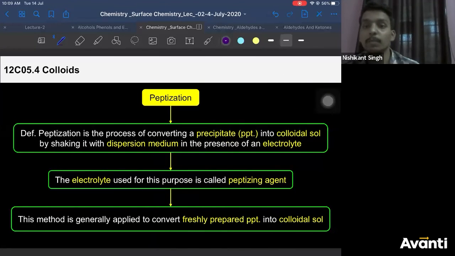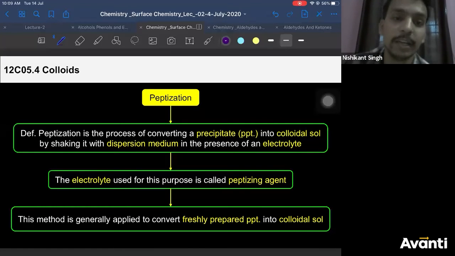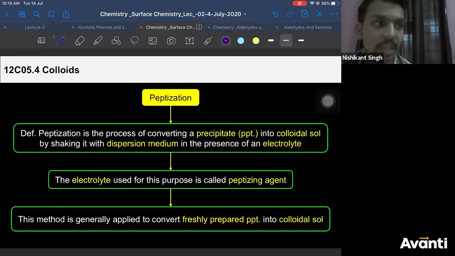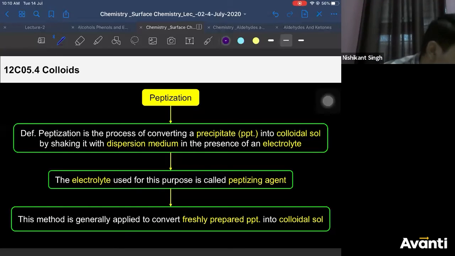Now the last method is the most important one. That is peptization. Let us see how peptization takes place. All of you can look at the definition of peptization. It's a very weird definition. Before I go to the definition, can you tell me a similar resembling word which you have ever heard? Just similar to peptization, have you ever heard a similar word to it? Yes, precipitation, right?